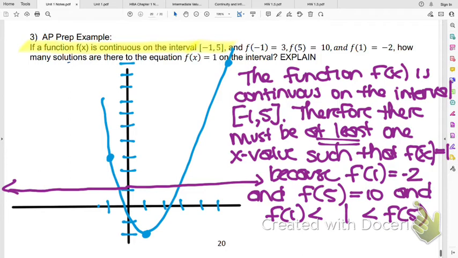What made you not start with the f of negative 9? This is what made me not start with it. We will repeat this exact same statement for the most part. Okay? So this same statement will be the function f of x is continuous on the interval negative 1 to 5. Therefore, there must be at least one x value such that f of x equals 1 because. So this part right here is the part that's going to change. And here's the only reason I started with the second 2 points. F of negative 1. So I'm going to start over here and just say because.